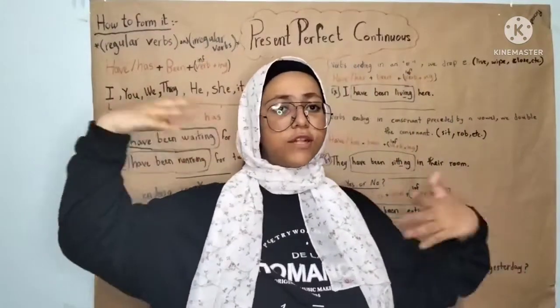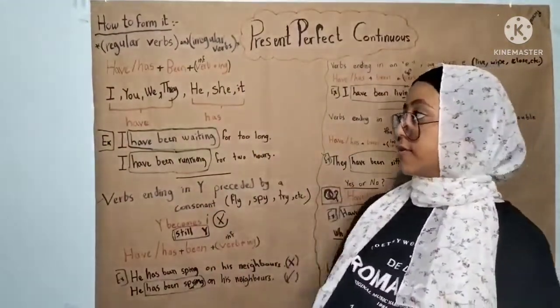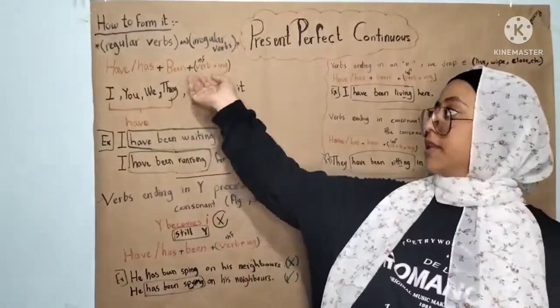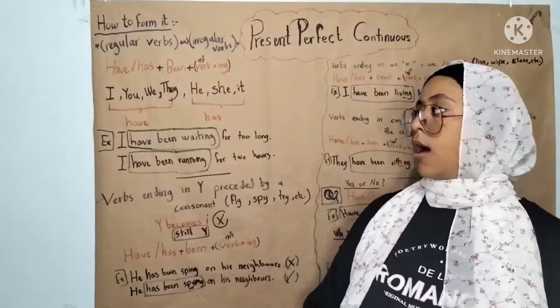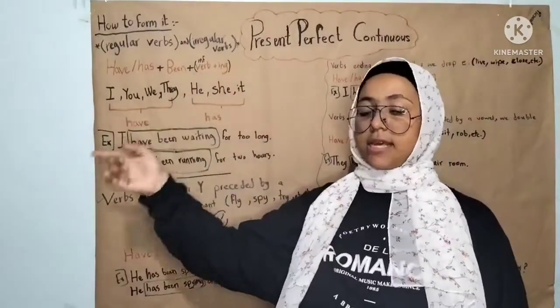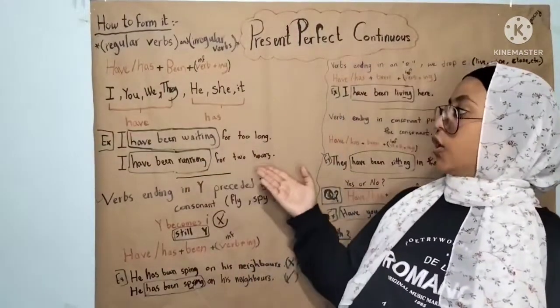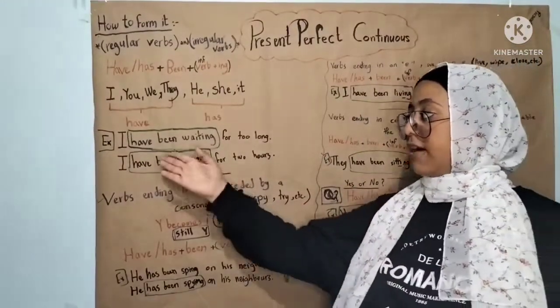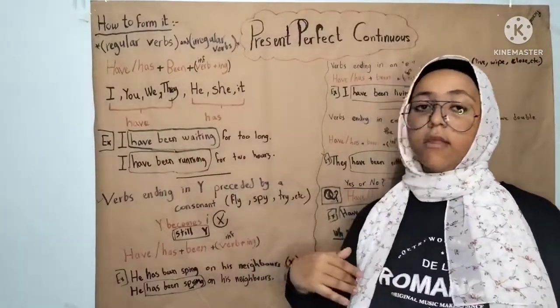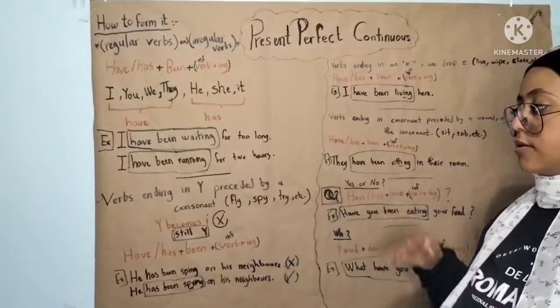So let's move on to the affirmative sentence of present perfect continuous. Have or has plus been plus the infinitive form of the verb plus ing. I, you, we, they take have. He, she, or it takes has. So, for example, I have been waiting for too long. I have been running for 2 hours.